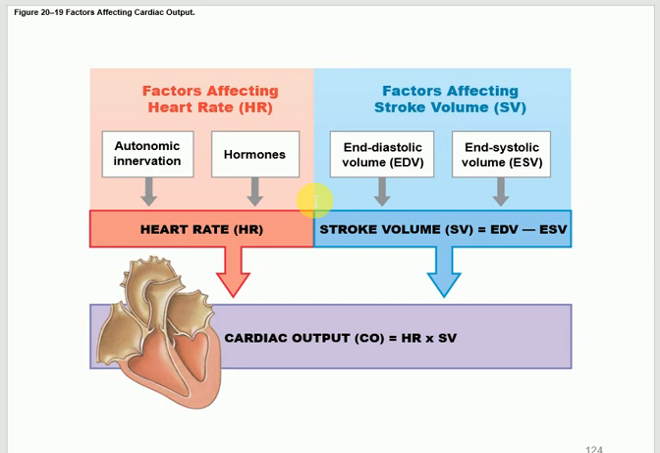Hormones can also help with that, like thyroid hormone, which speeds things up. Remember we talked about this in the endocrine system. Thyroid increases metabolism, increases the heart rate, right? It increases the cardiac output.